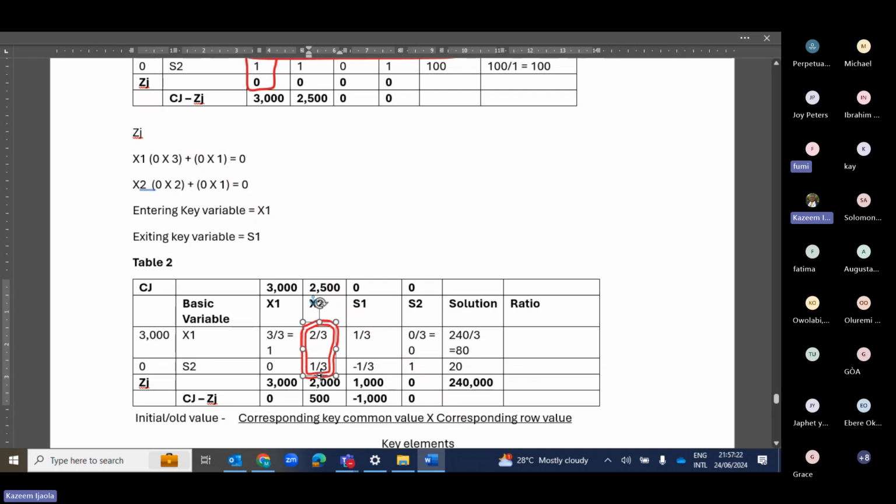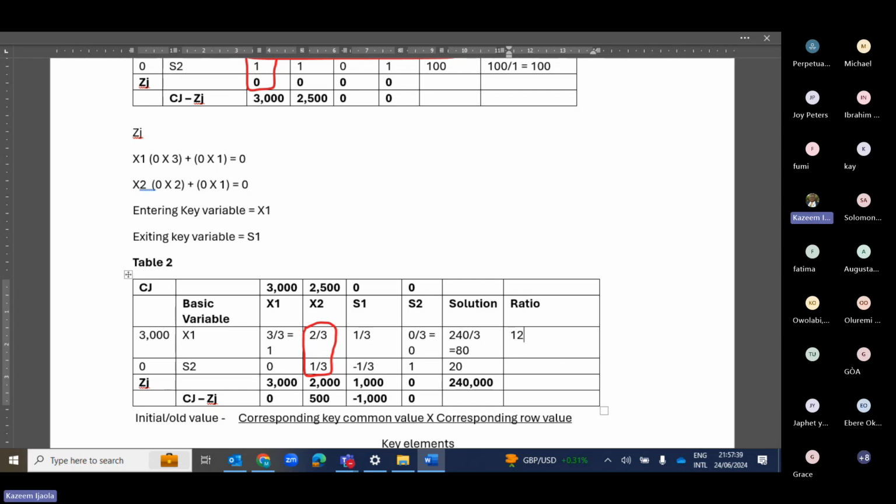This is where we have the highest, correct? So you would divide what you have here by this figure. So 80 divided by 2/3. That will give us what? 80 divided by 2/3. That will be 60.